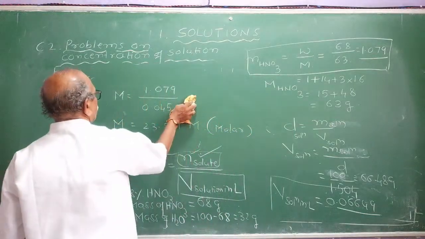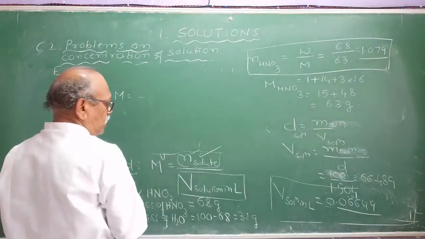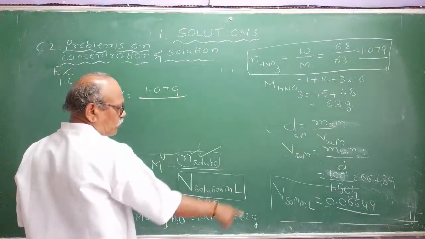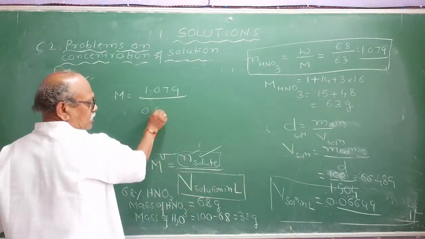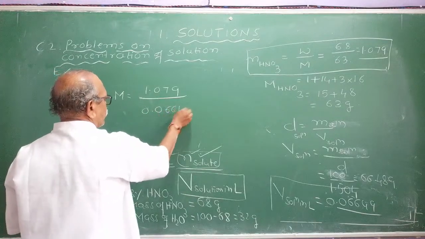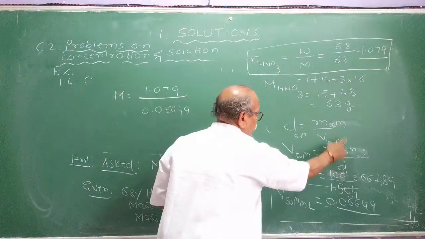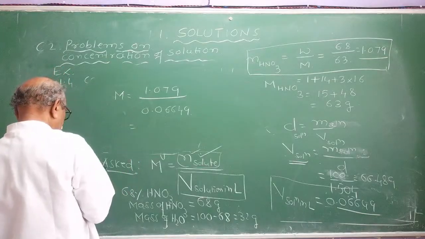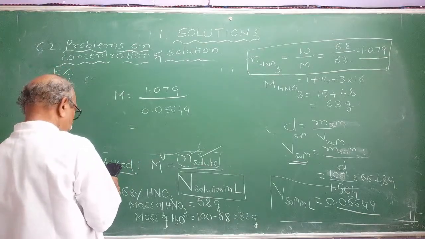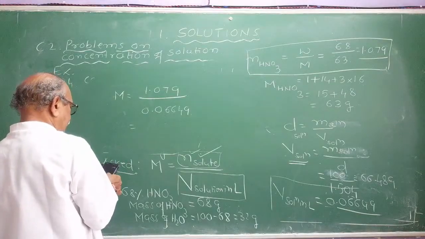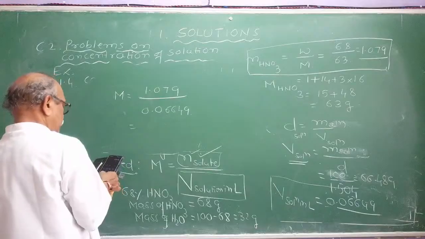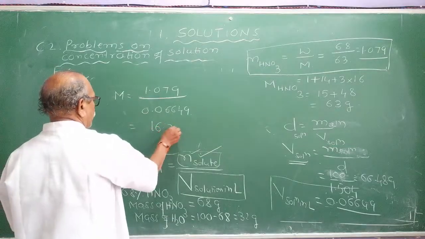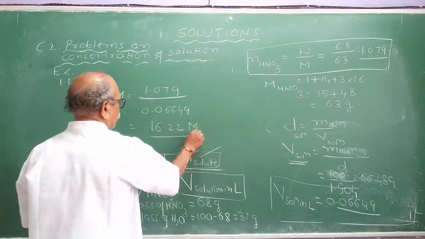0.06649. Now you can substitute that value. That is, molality is given by 1.079 divided by volume of the solution in liter, which will be 0.06649. Don't take only mass of the solvent. You take the mass of the solution because this density is for the mass of the solution. You will get 1.079 divided by 0.06649. Check your answer, it will be correct. 16.22 molal. That is the answer.